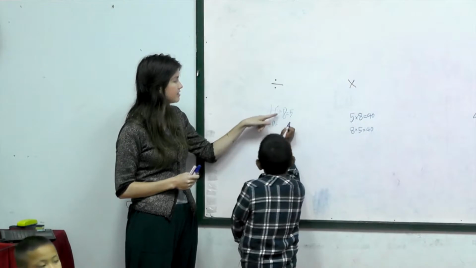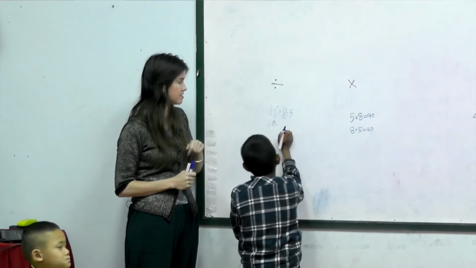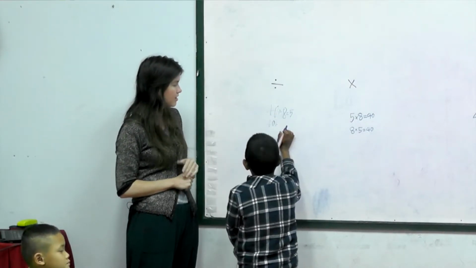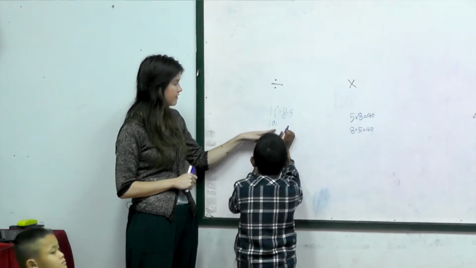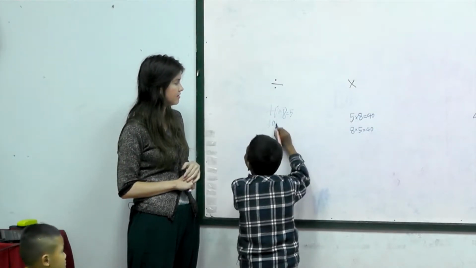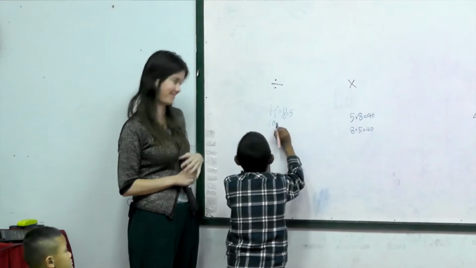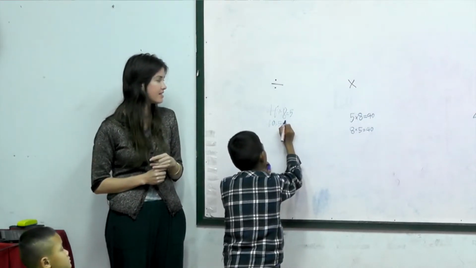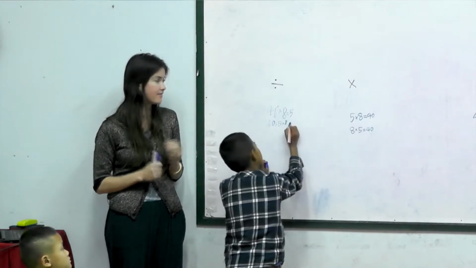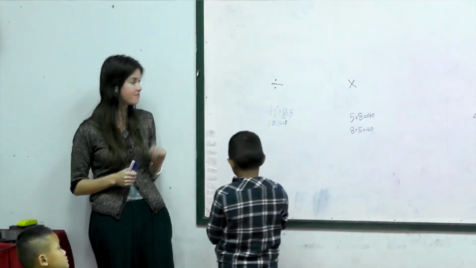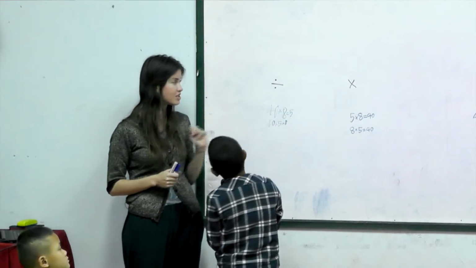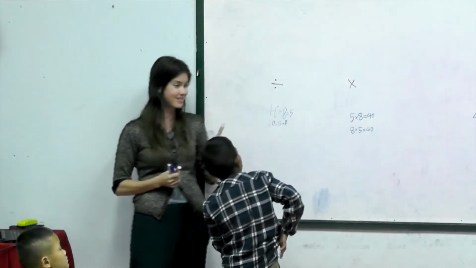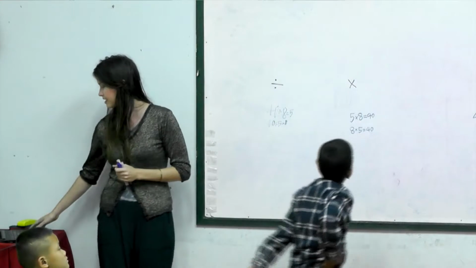We have 40 divided by 8 equals 5. What other equation can we make? 40 divided by, not 8 again. 5, yeah. 40 divided by 5 will give us 8. Very nice job. So those are our fact families, 2 for division, 2 for multiplication. You guys did a great job.